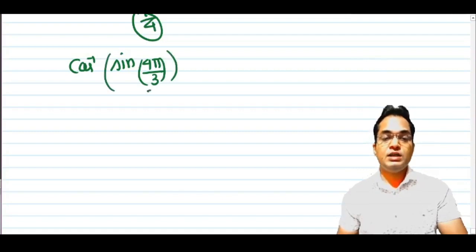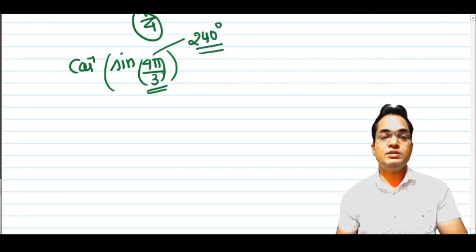Sin theta and 4 pi by 3 means it is 240 degrees. 240 degrees lies in the third quadrant. Sin theta is negative. Yes or no? And the value of 240, it is 240, yes or no? Pi by 3 into, yes, it is 240.